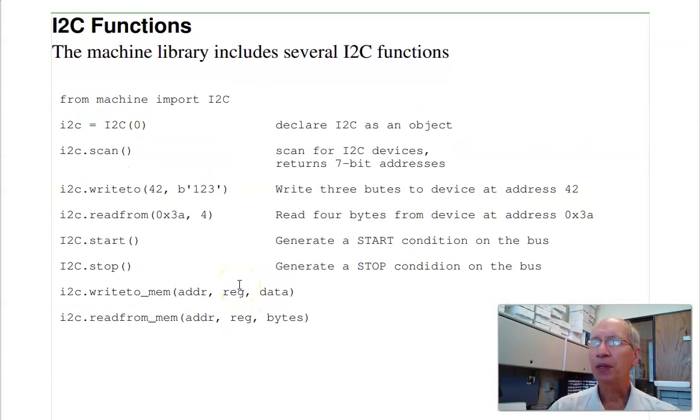Now with the Raspberry Pi Pico, there are a couple of I2C functions. They're in the machine library. You have capital I2C, which declares an object that's an I2C interface. There's scan, which looks for I2C sensors attached to a bus. I've got write to and read from, so I can write to the sensor and read from the sensor. I can set a start condition, set a stop condition, or do a read or write from memory. We're going to be using those to read and write to an I2C device, specifically a BME temperature, pressure, humidity sensor, or a GY521 accelerometer.